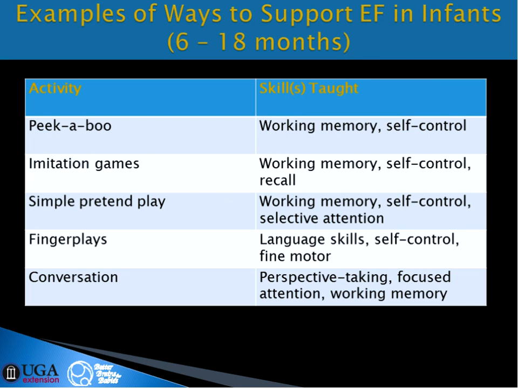Simple imitation games do the same kind of thing, where you make a face and babies make a face back at you. You make sounds. They make sounds back at you. With a 6-month-old, they may go ba, ba, ba, ba, ba, and we may go ba, ba, ba, ba, ga, ga, ga, ba, ba, ba, ba.